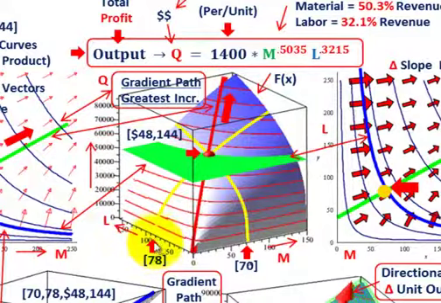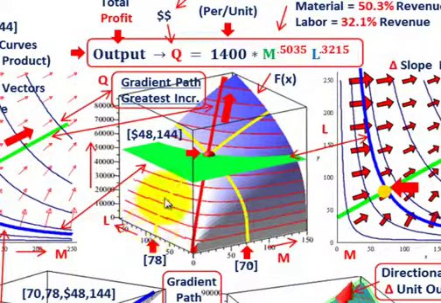Now remember, these 78 units for labor and 70 units for material really represent this point on our gradient path, with an output of $48,144. Okay, so that's our targeted point. But then you see this green plane in here. That's actually slicing through our production function exactly at our targeted output of $48,144.